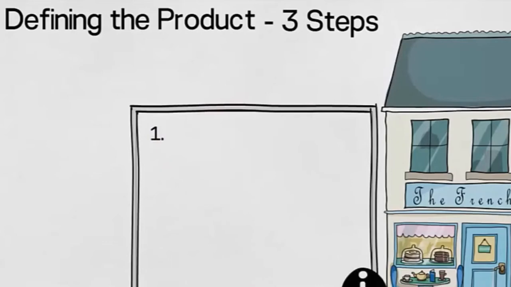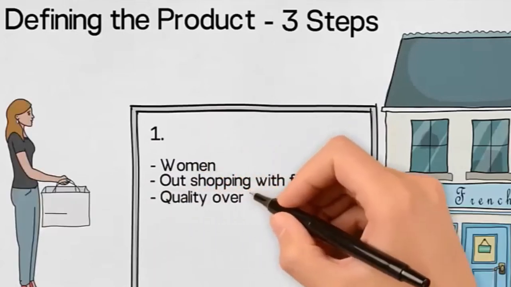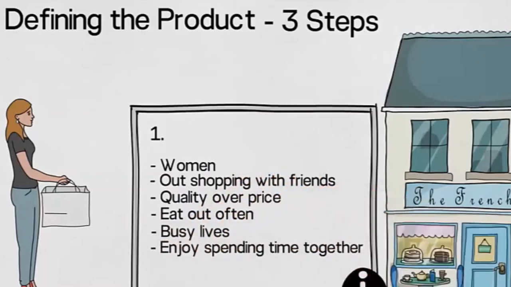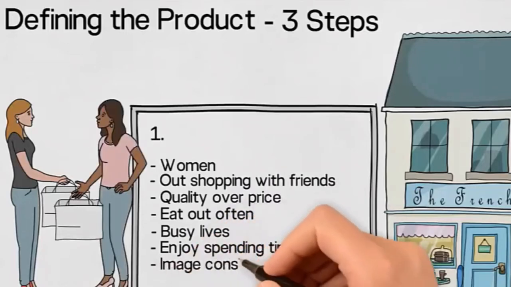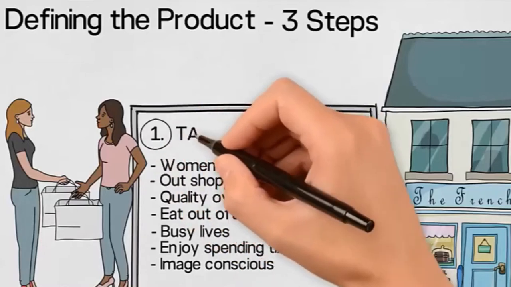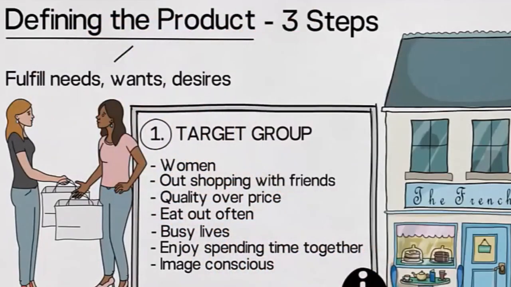Briefly describe their primary target group. It is women who are out shopping with their girlfriends. They value quality over price. They eat out often. They lead busy lives. They value spending time together. And they are quite image conscious. This knowledge is important to us when deciding on what the cafe's product offering should include. So, when defining the product, firstly we need to choose, investigate, and understand our target so that we can define a product that fulfills the needs, wants, and desires of our chosen target.